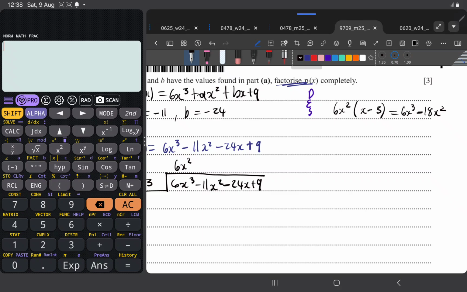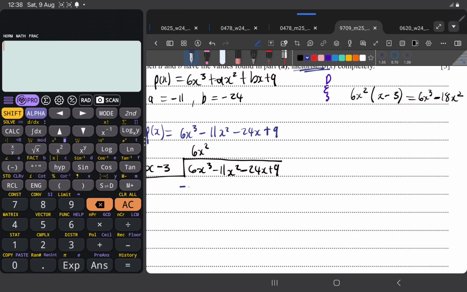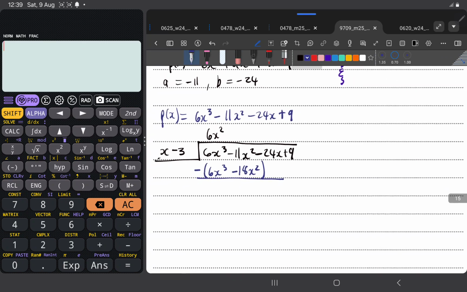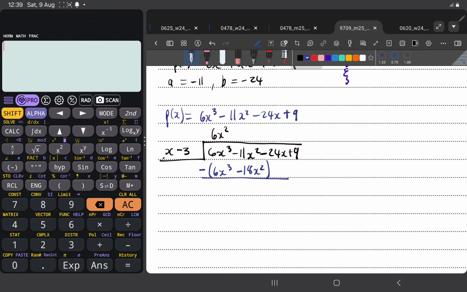Now the answer you get, you are coming to subtract. Because you have expanded, now you're subtracting. So it's minus, then you open bracket, 6x cubed minus 18x squared. Now we are subtracting. 6x cubed minus 6x cubed, they go. Negative 11 minus negative 18, it's negative 11 plus 18. What am I going to get? 7. So this is now 7x squared, then minus 24x, then plus 9. This is what I'm getting.